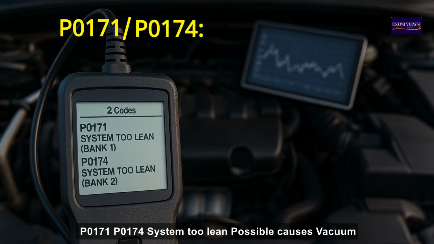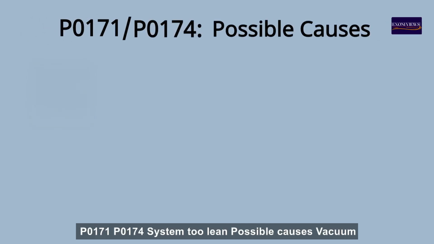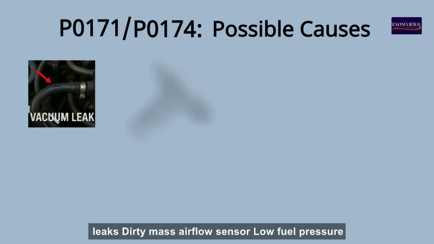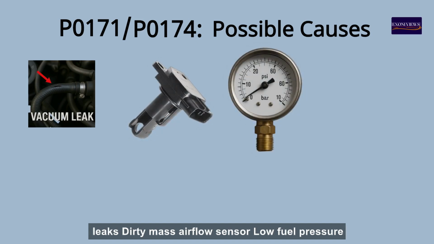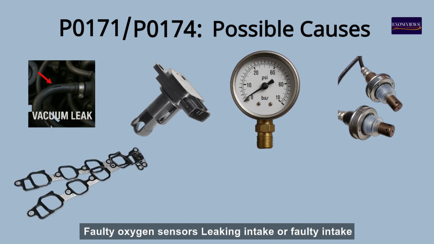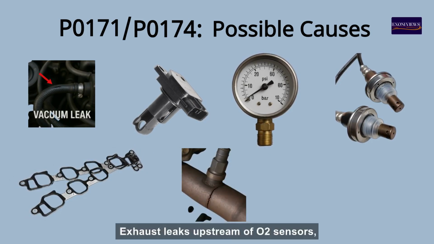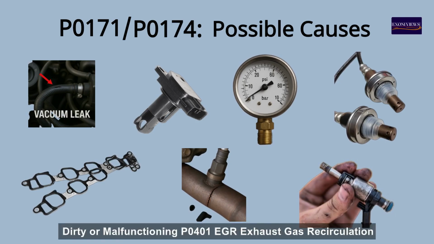P0171, P0174. System too lean. Possible causes: vacuum leaks, dirty mass airflow sensor, low fuel pressure, faulty oxygen (O2) sensors, leaking intake or faulty intake manifold gaskets, exhaust leaks upstream of O2 sensors, fuel injector issues, dirty or malfunctioning.